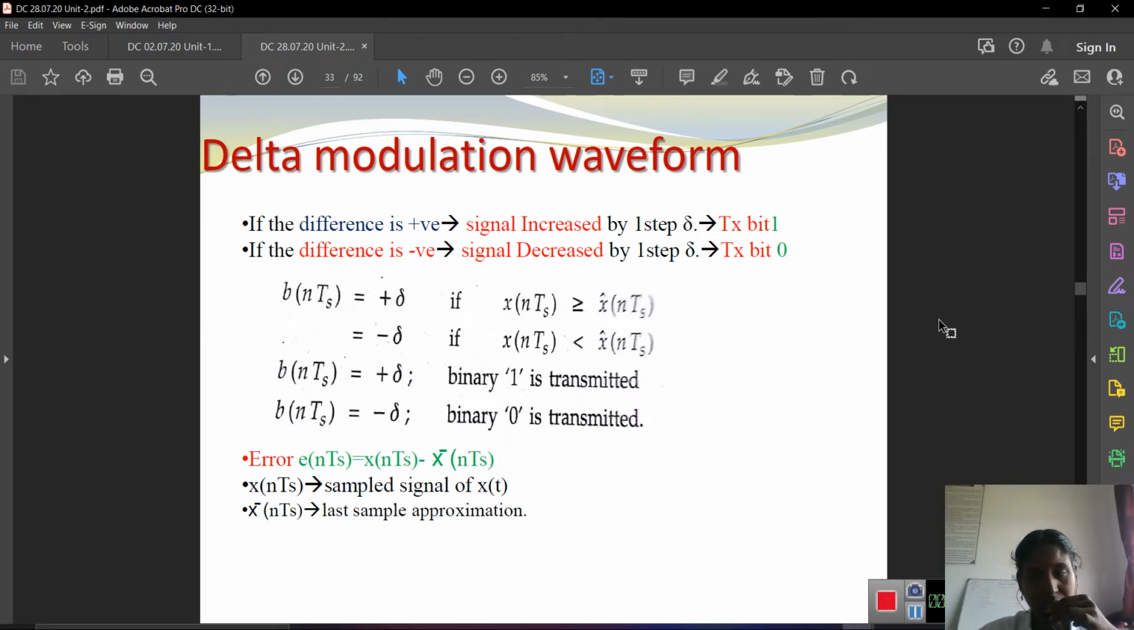How can we calculate the error signal? e(nTs) equals x(nTs) minus x̂(nTs). Here x(nTs) is the sampled signal of x(t), and x̂(nTs) equals the last sampled approximation.